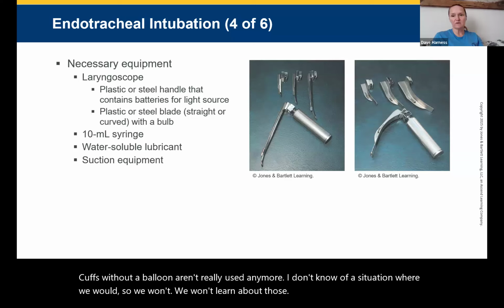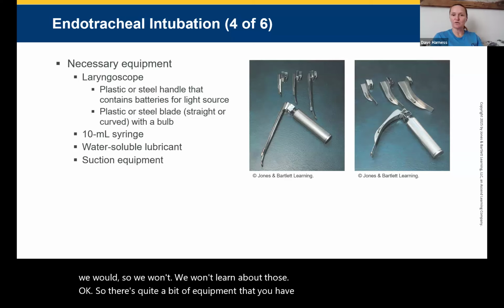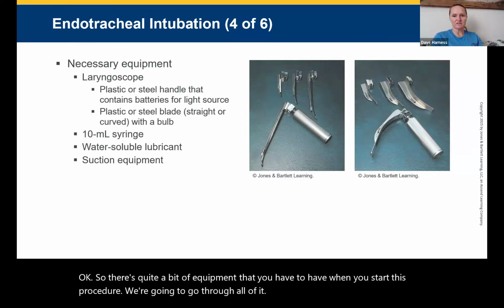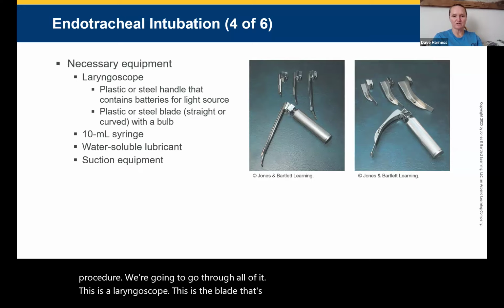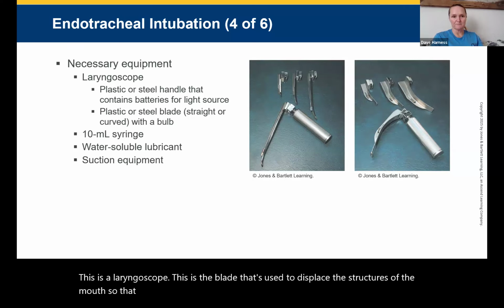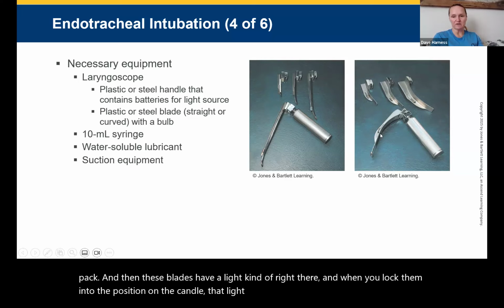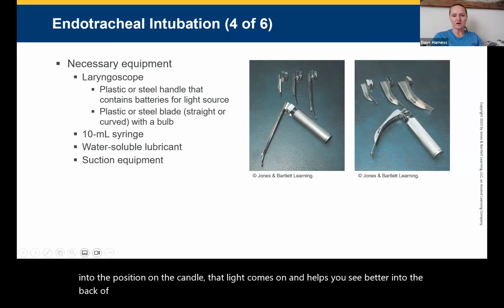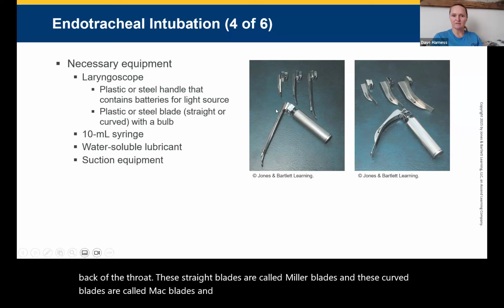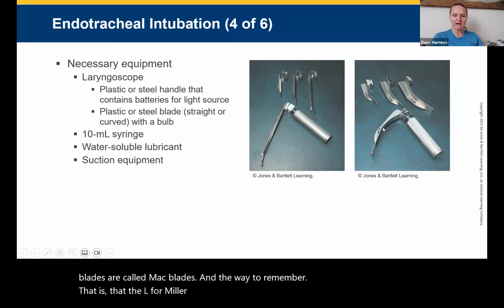Okay, so there's quite a bit of equipment that you have to have when you start this procedure. We're going to go through all of it. This is a laryngoscope. This is the blade that's used to displace the structures of the mouth so that you can visualize the cords. This is the handle that contains a battery pack, and these blades have a light right there. When you lock them into position on the handle, that light comes on and helps you see better into the back of the throat. These straight blades are called Miller blades, and these curved blades are called Mac blades. The way to remember that is that the L for Miller is straight and the C for Mac is curved. And that's how all of us, I think, learned it.